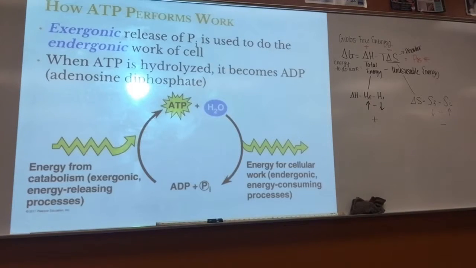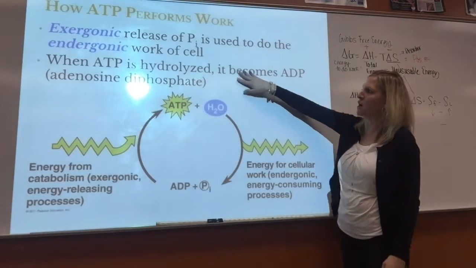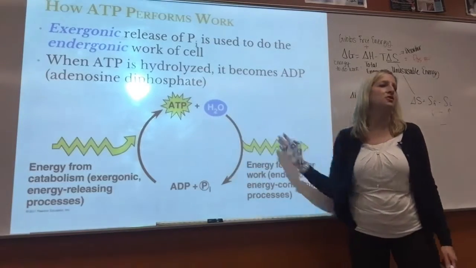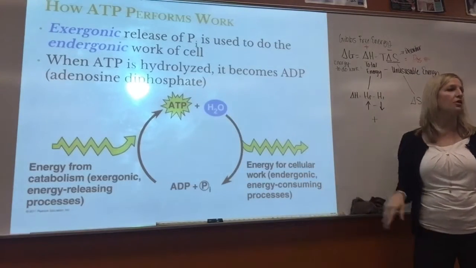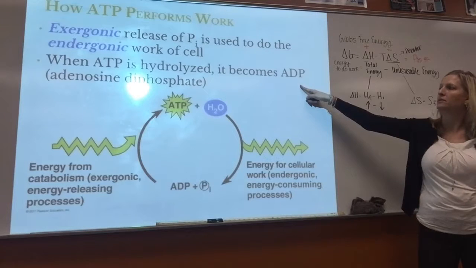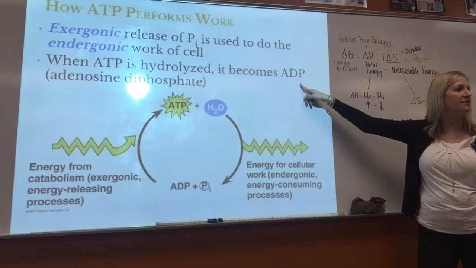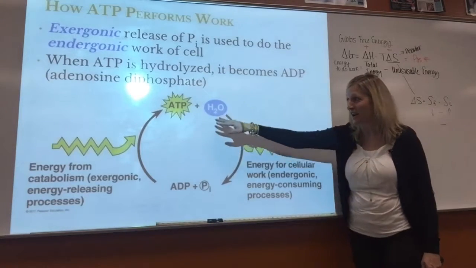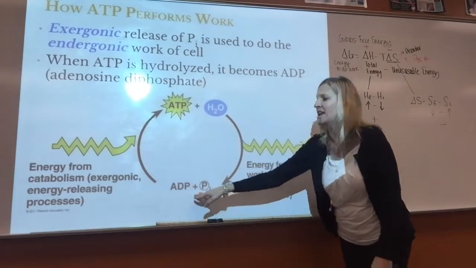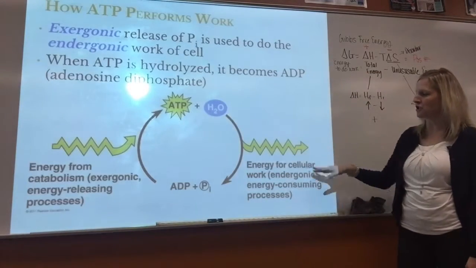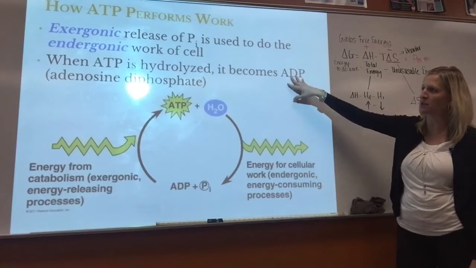So let's talk about this picture here. This just talked about which side of this circle, the left or the right, when ATP is hydrolyzed. The right side here. ATP is broken down into ADP and a phosphate. Energy is released for cellular work. So that's what was just described.